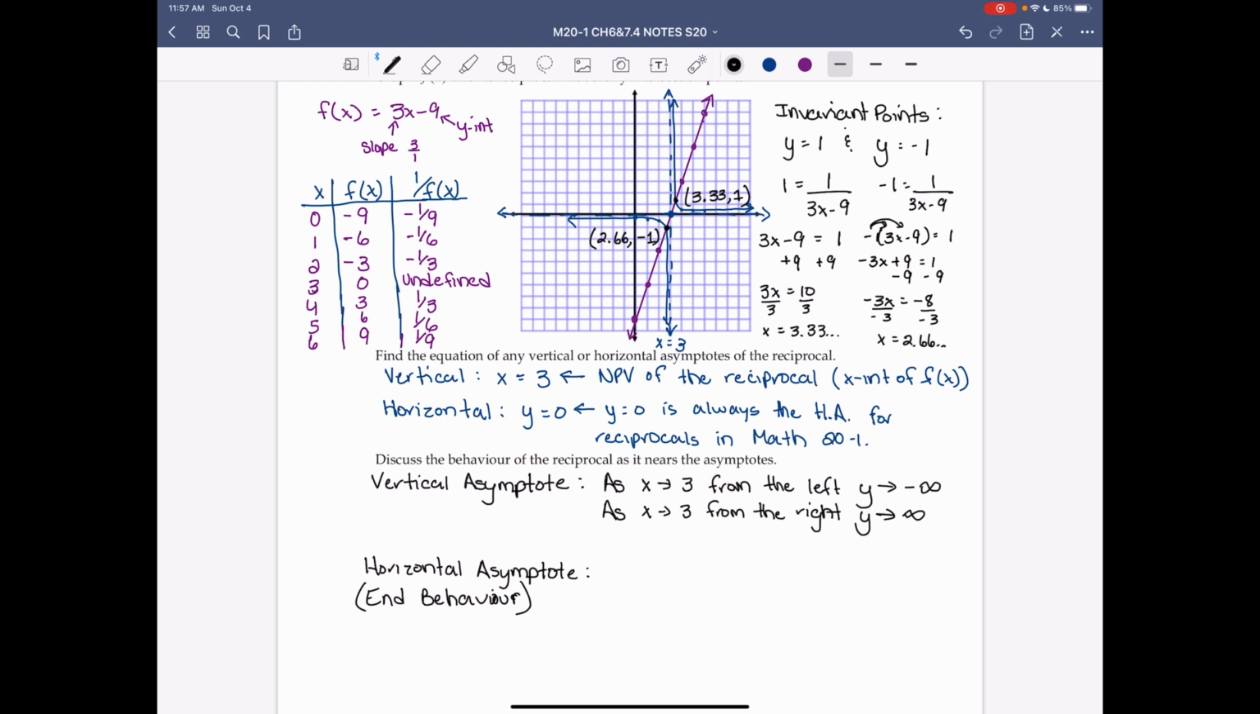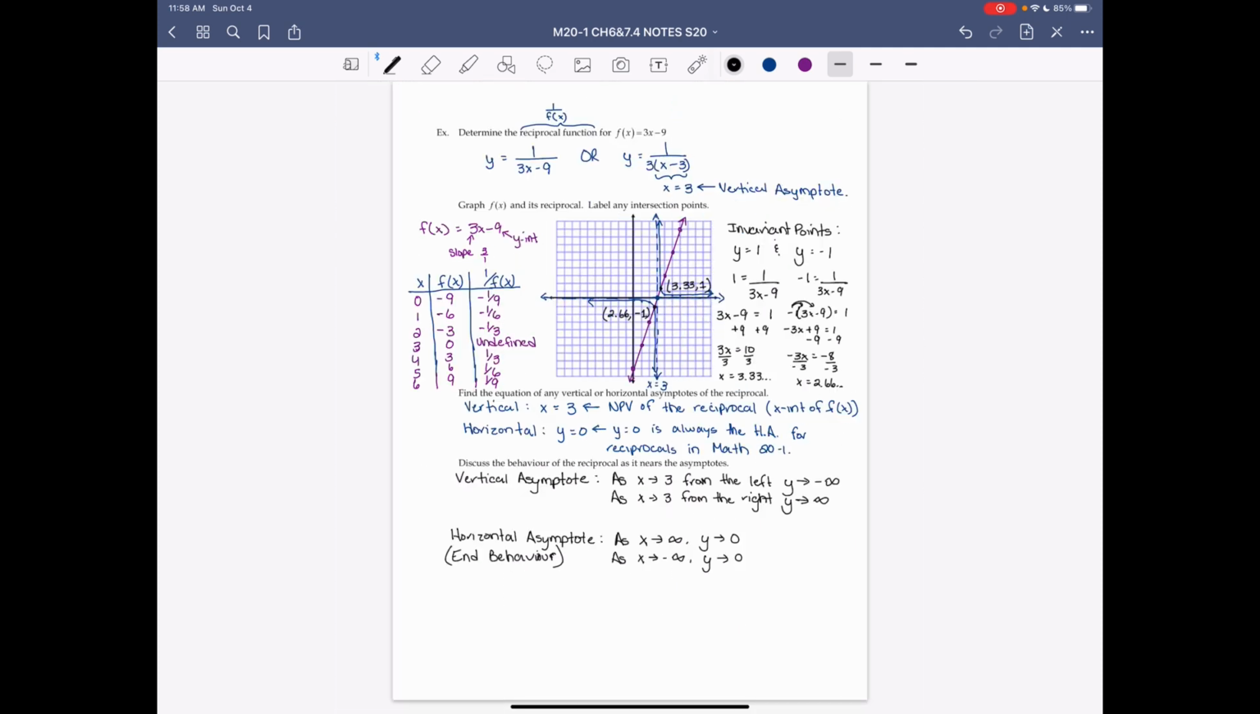Let's take a look. As x gets larger and larger, heading out this way, our curve is heading straight out, it's approaching the horizontal asymptote, which was y equals 0. As x approaches infinity, y approaches 0. Then as x approaches negative infinity, our curve is right alongside our horizontal asymptote. So again, as x approaches negative infinity, y approaches 0.